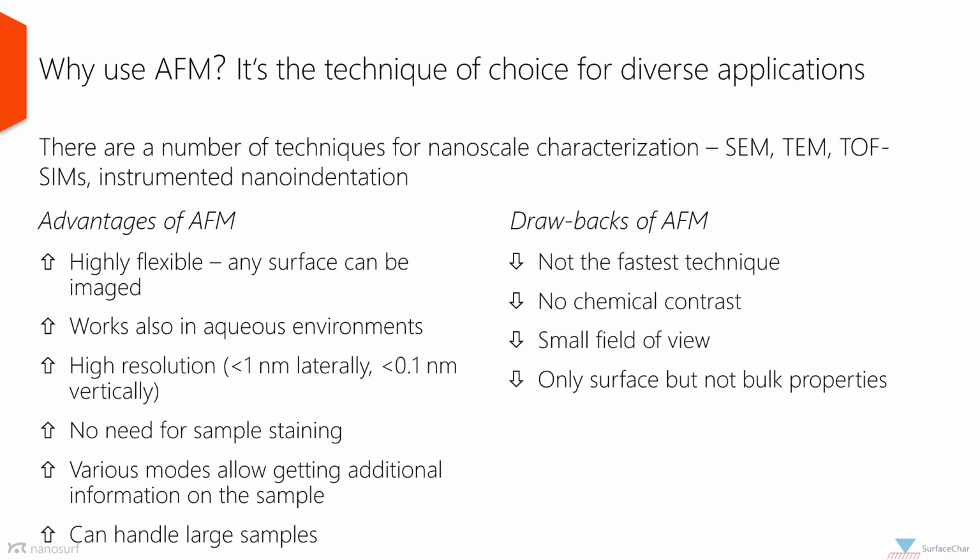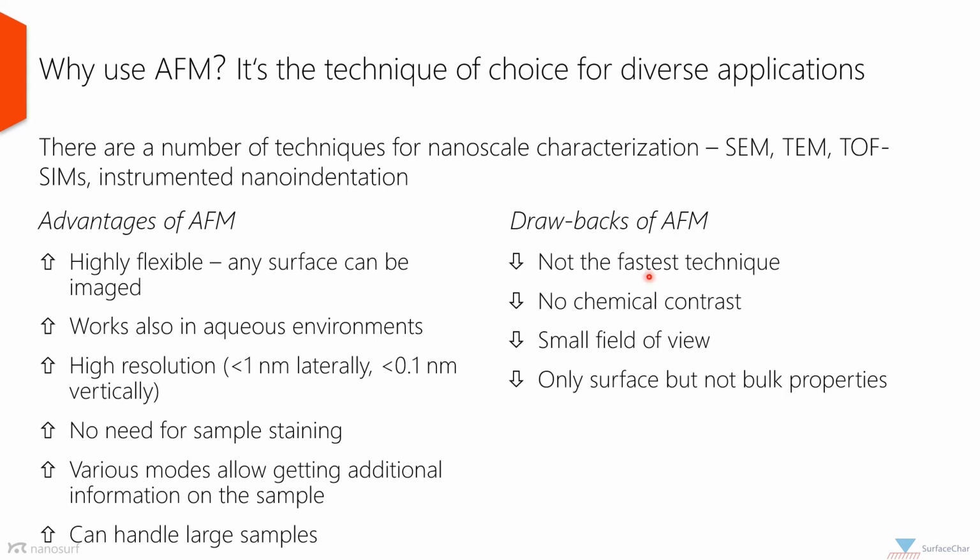There is a number of techniques out there on the market that allow to characterize surfaces at the nanoscale, for example, SEM, TEM, TOF-SIMS, or instrumented nanoindentation. However, AFM has a lot of advantages over many of these techniques. For example, AFM is highly flexible. We can image any surface without the need of having, for example, a conductive surface. We can work in aqueous environments. That means we can work in physiologically relevant conditions. We have a very high resolution laterally and vertically. There's no need for staining the sample. Various modes allow us to get additional information on the sample, for example, mechanical or electrical information. And if done right, we can also handle very large samples.